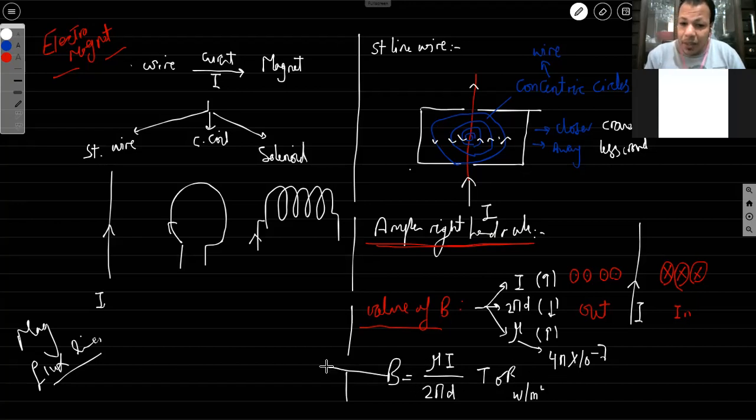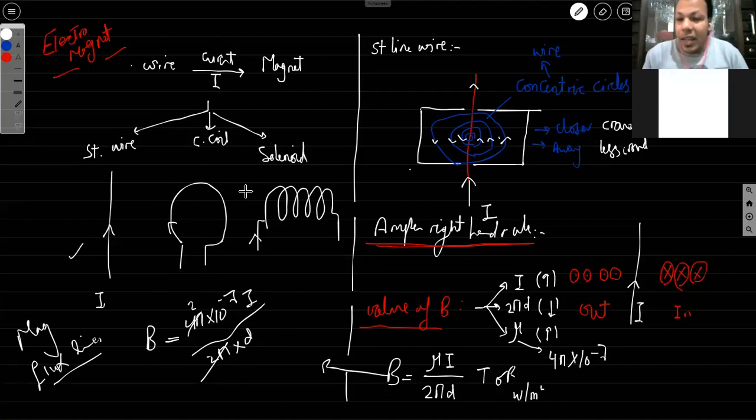And in some situations, we can say that B is equal to mu, which is 4 pi into 10 power negative 7, multiplied by I over 2 pi D. So we can cancel 2 pi with 4 pi, and it will be 2 into 10 power negative 7 I over D. This is correct, and this is correct. Okay.